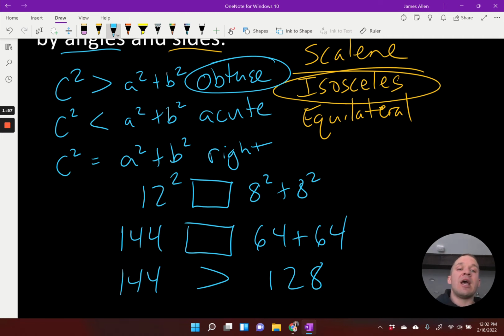So this would be an isosceles obtuse or obtuse isosceles triangle. Okay, it's obtuse, it's isosceles. I've classified it by both the angles, obtuse, and by the sides, isosceles, because two are congruent.